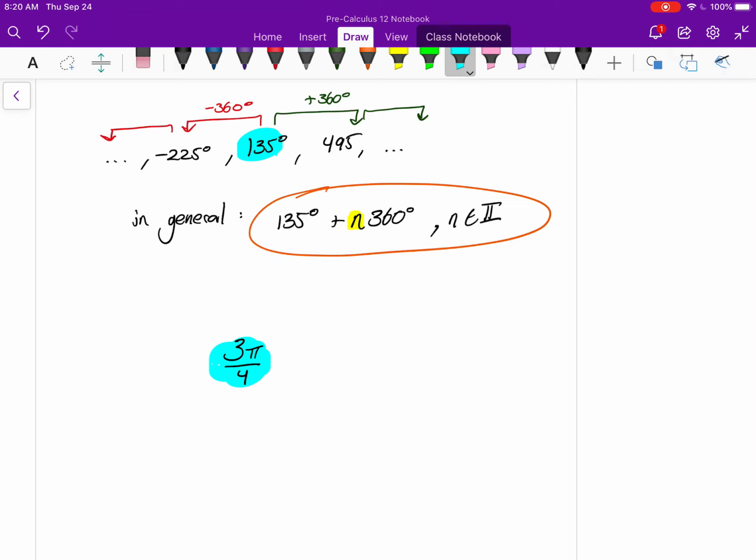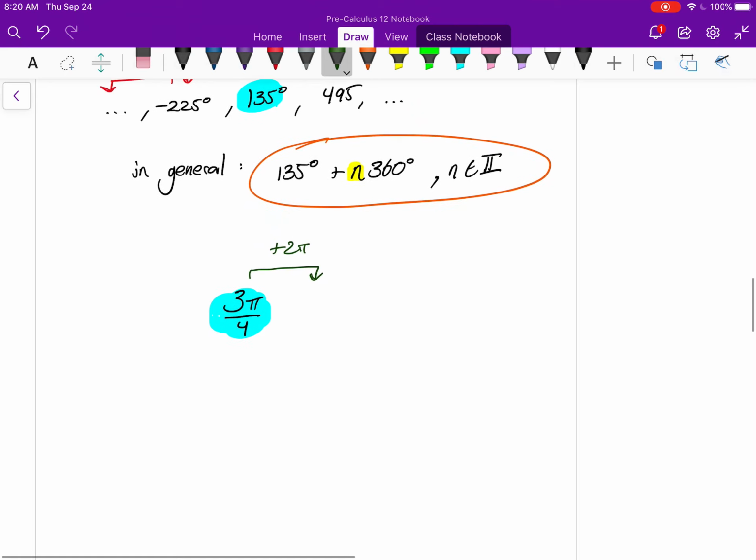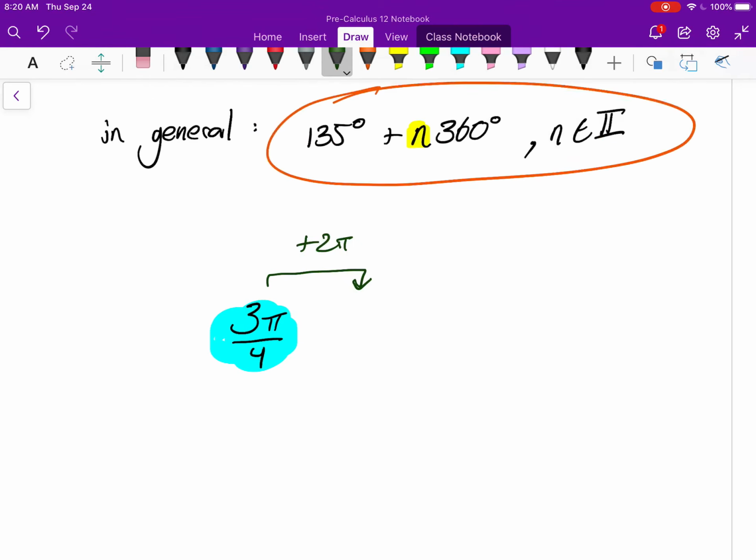Anyways, so here the exact same idea is I can first add or subtract a full rotation, which in radians is 2 pi. And 3 pi over 4 plus 2 pi is actually pretty pleasant to do once we find a common denominator. And so instead of adding 2 pi, really what I'm doing is adding, it's more convenient to add 8 pi over 4.